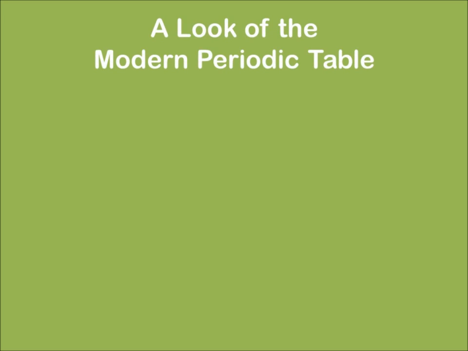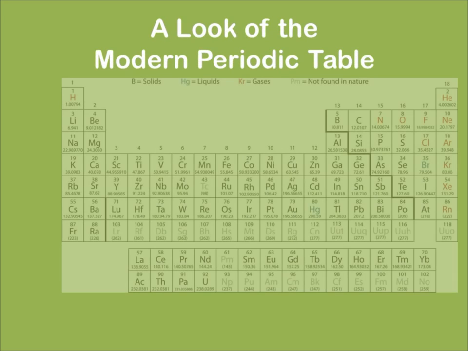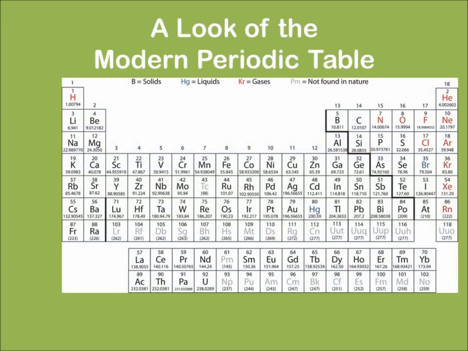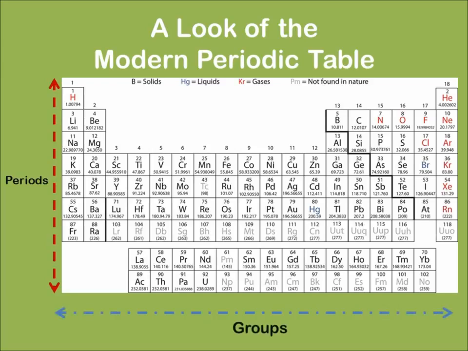Now let us have a look at the modern periodic table. This is just to get an idea. You need not remember it. These horizontal rows are known as periods, and these vertical columns are called groups.